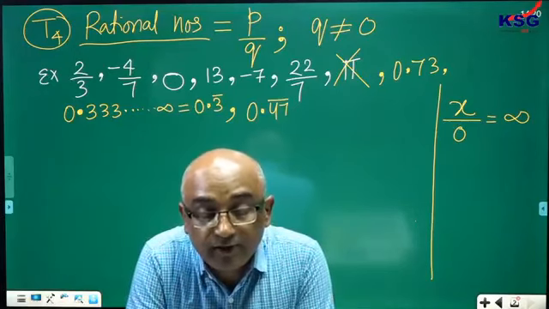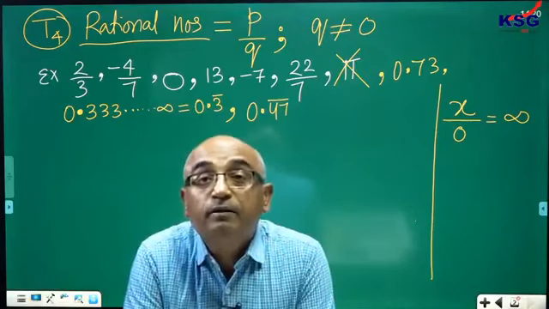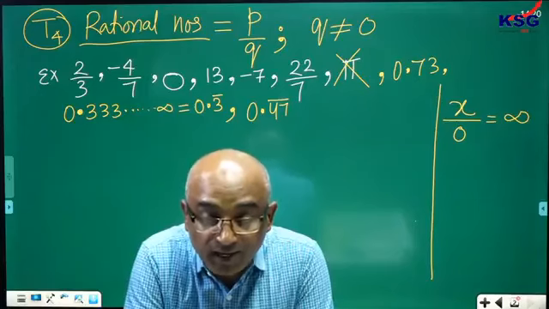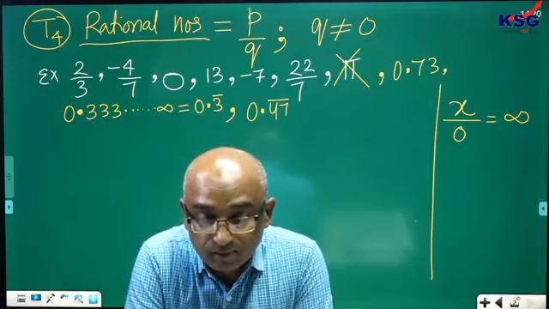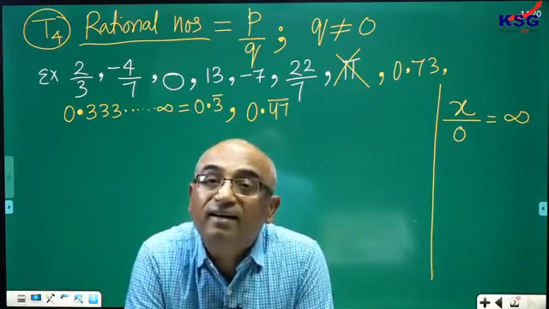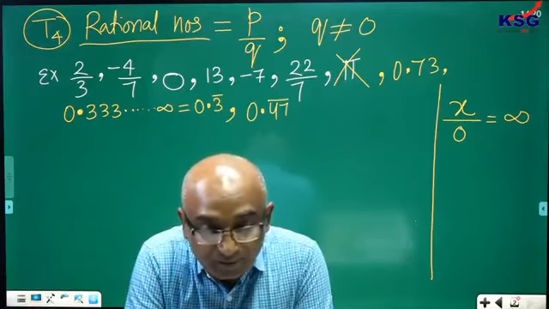Yes, 13 is a rational number, because 13 can be written as 13 by 1.